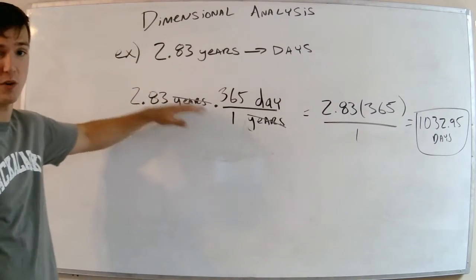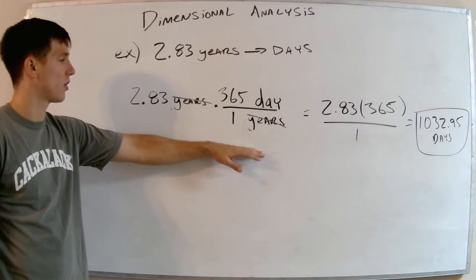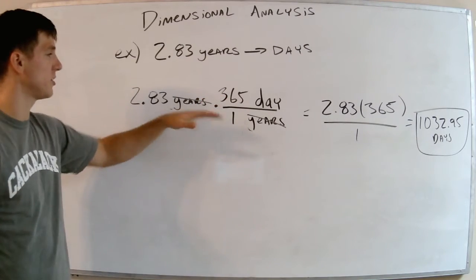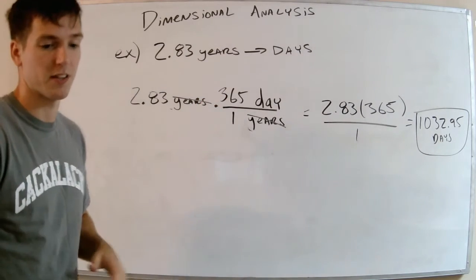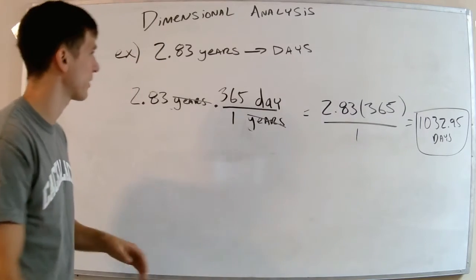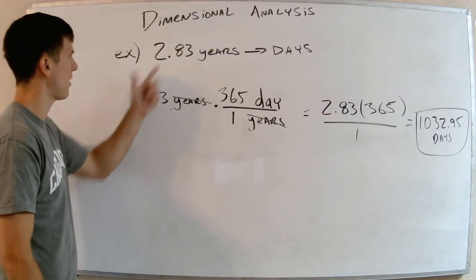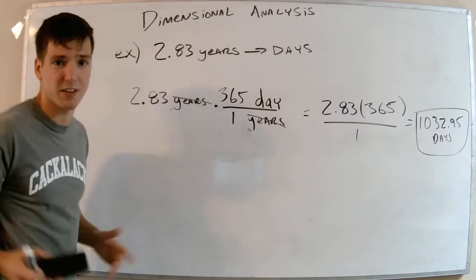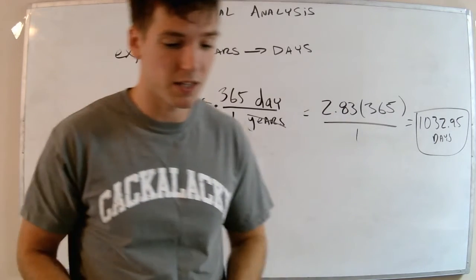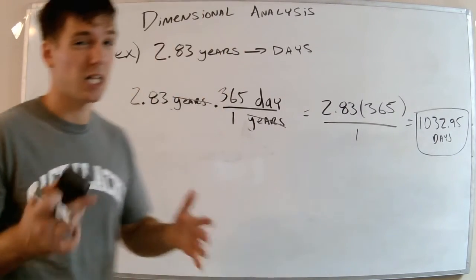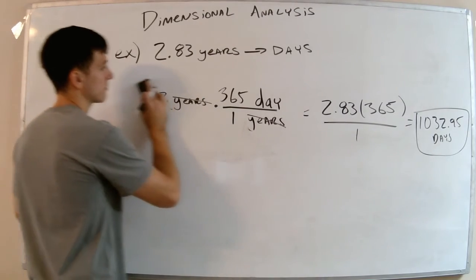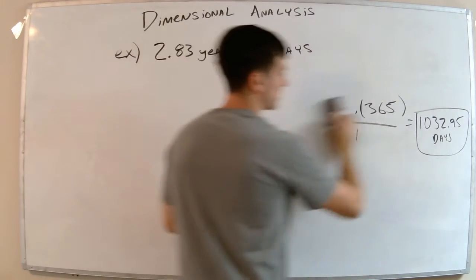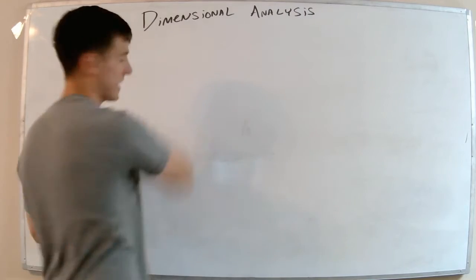Okay, we're just taking a conversion we know and using it to get from one unit to another. So that was pretty simple. It might have been even more simple because in your head you could probably just say, oh, I'll just multiply that by 365 days and I'll get my answer. Okay, but let's do something a little bit more confusing, and this process will actually come in handy.